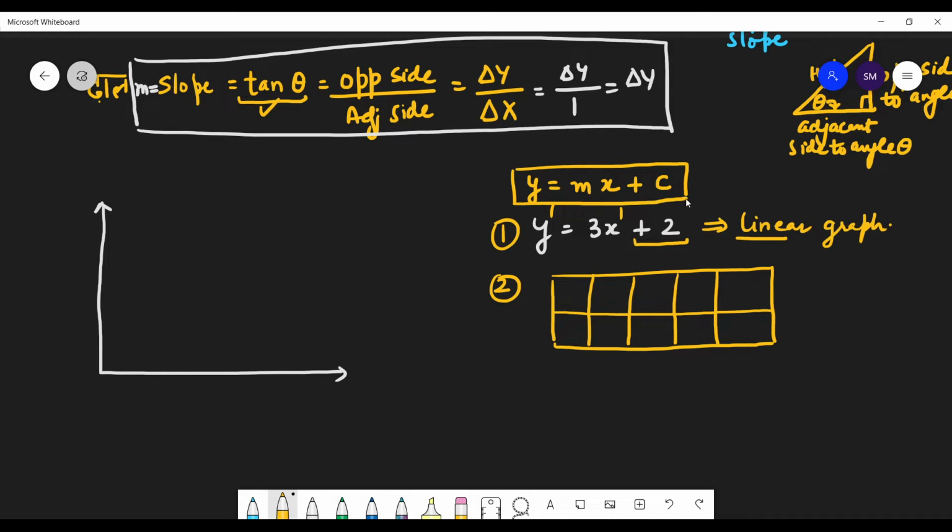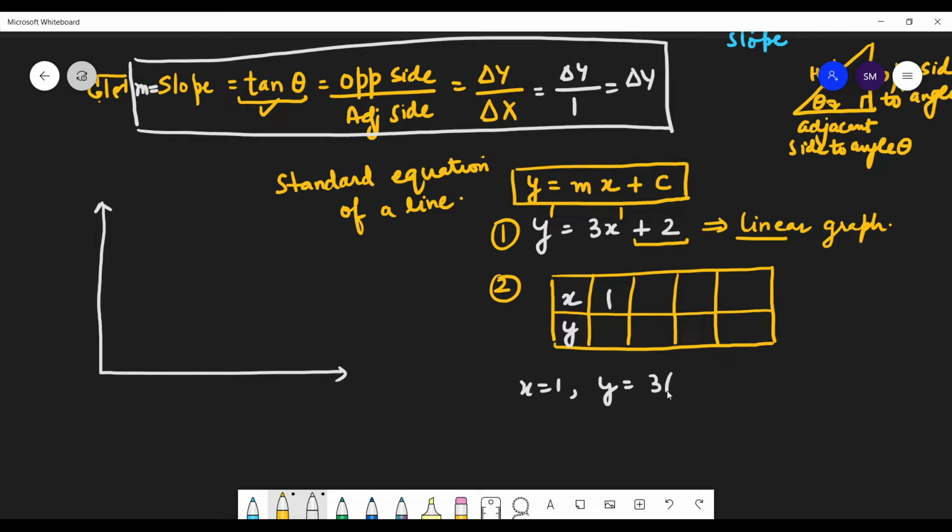तो क्या मिल गया आपको? स्टैंडर्ड इक्वेशन ऑफ ए लाइन। गॉट इट? चलिए अब इसका ग्राफ बनाते हैं। हमें लाइन मिलनी है, तो लेट अस मेक द ग्राफ x and y. x equals to 1, put x equals to 1. What will y equals to? 3 into 1 plus 2, that is 5.